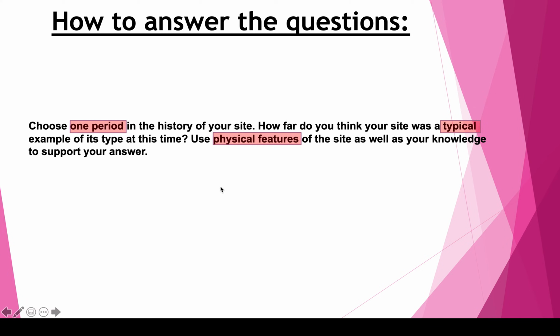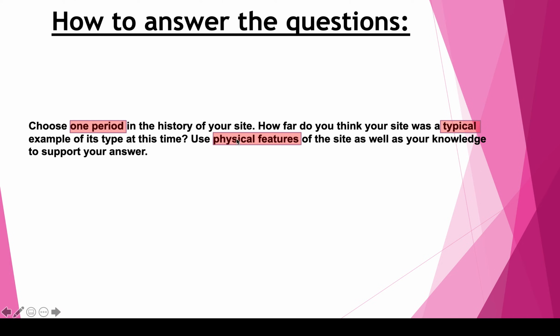Now you will notice I have already highlighted the key features in this question. It's asking you to choose one period in the history of your site. It's not asking you to give the entire history of the site, just one specific period. So think about those 3 time periods that we've been looking at for Himley Hall and which you would pick for this. Then it says, how far do you think your site was a typical example of its time? Well, you see that this question is about typicality, so you immediately must be thinking, right, I need to know which site I am going to compare Himley Hall to in order to determine how similar and different Himley Hall was to other types of sites at its time.